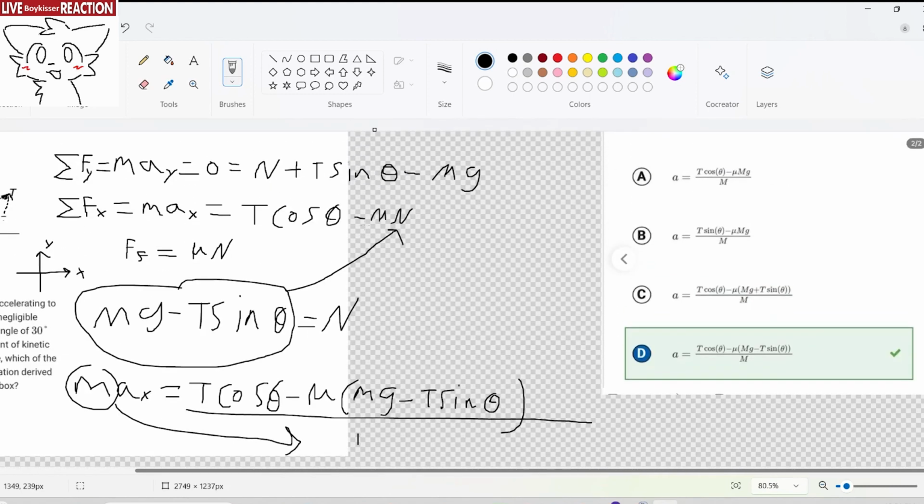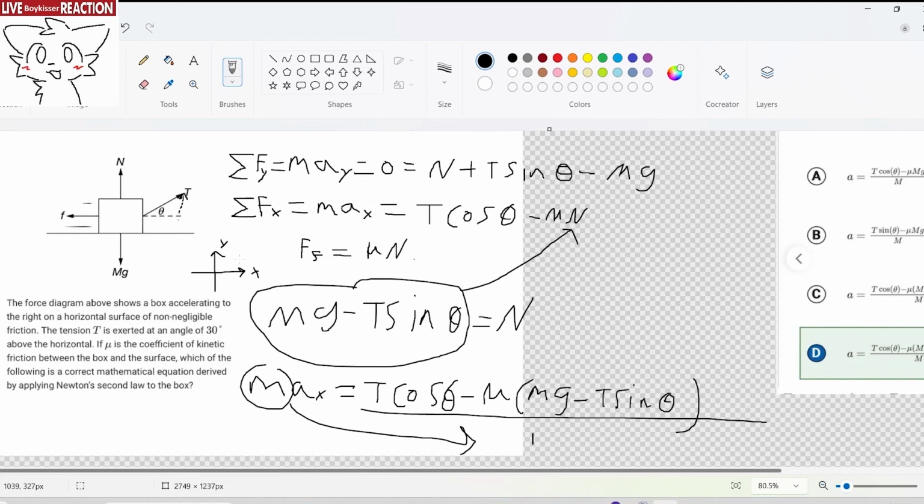And that's how you solve a pretty simple Newton's law problem. This question is taken from the AP Physics subreddit.